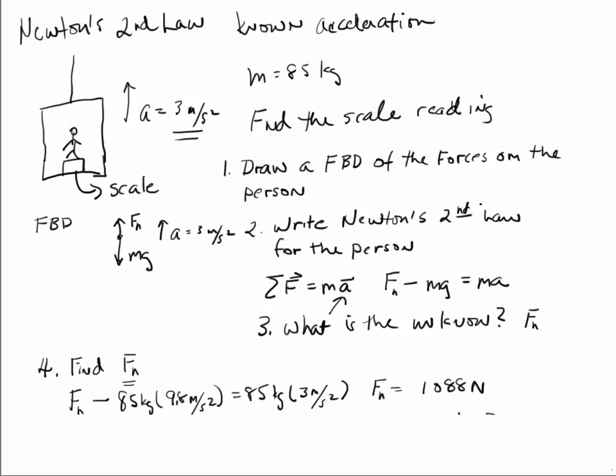normal force. Well, let's go ahead and put in the numbers. The normal force is unknown, minus the mass times the acceleration due to gravity has to equal the mass times the acceleration of the elevator. And we find out, after plugging in and solving, that the normal force is 1,088 newtons.